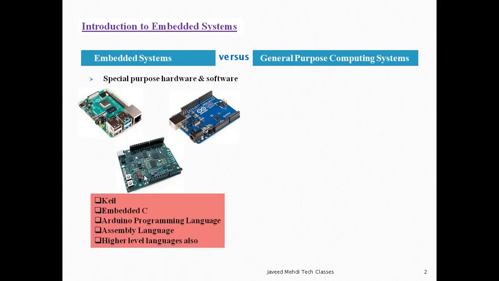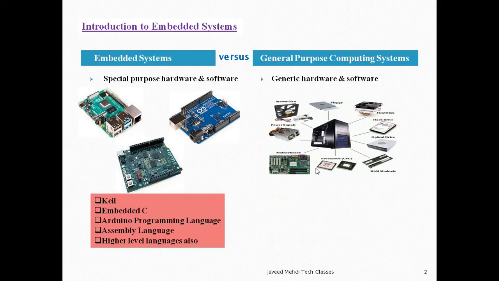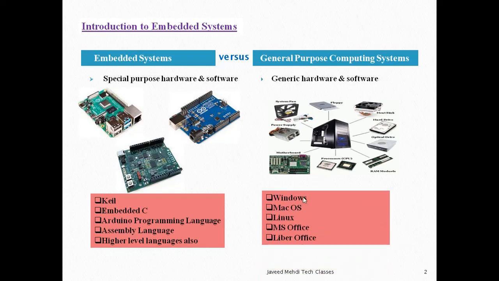And the software used are like Keil software, embedded C, Arduino programming language, assembly language, and sometimes we use higher level languages also like Java, etc. In general purpose computing system, we use generic hardware and software like motherboard, RAM chips, hard disk, etc. as hardware. And examples of software used are Windows, Mac OS, Linux, etc.